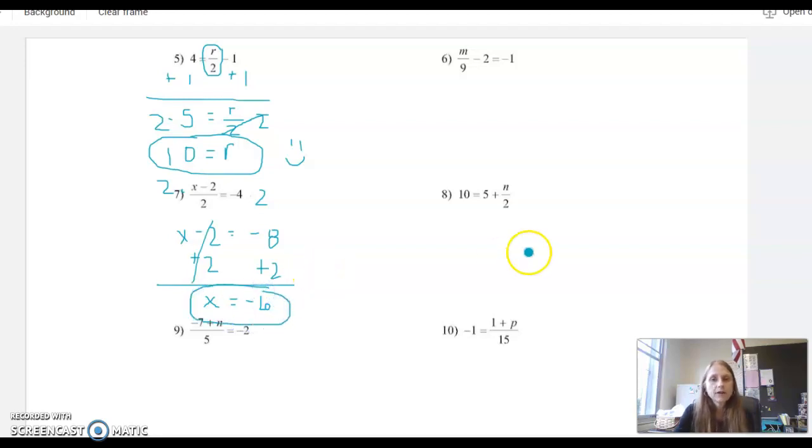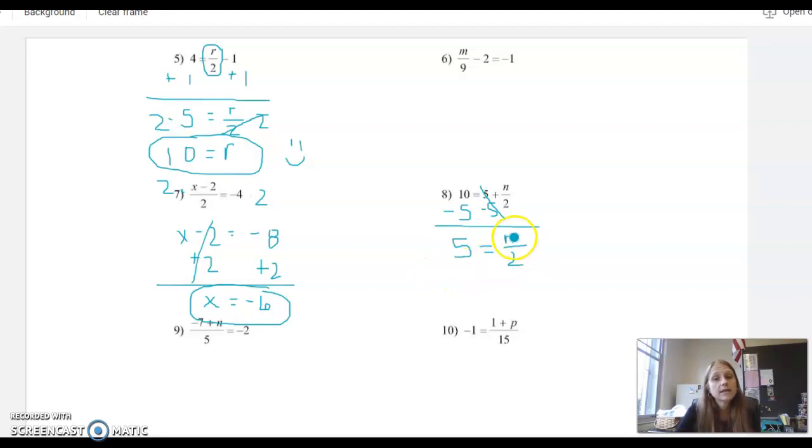Notice how that is different than what we're seeing here on number 8. On number 8, this 5 is not stuck on top of the 2. So you would have to take care of it first. So over here, the x minus 2 was stuck. Here it's just the n. So the n is the only thing stuck under 2. So before you would multiply, the first thing you'd have to do is get this 5 out of the way. It's a positive 5, so we would subtract 5 on both sides. So 5 minus 5 cancels. So 10 minus 5 is 5 equals, other side we have n over 2.